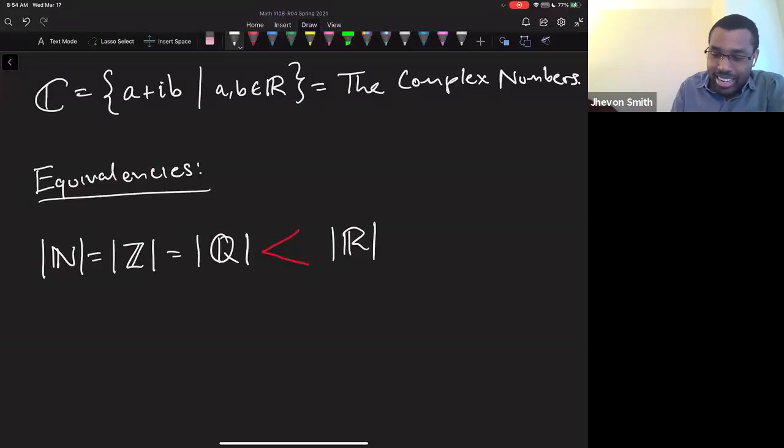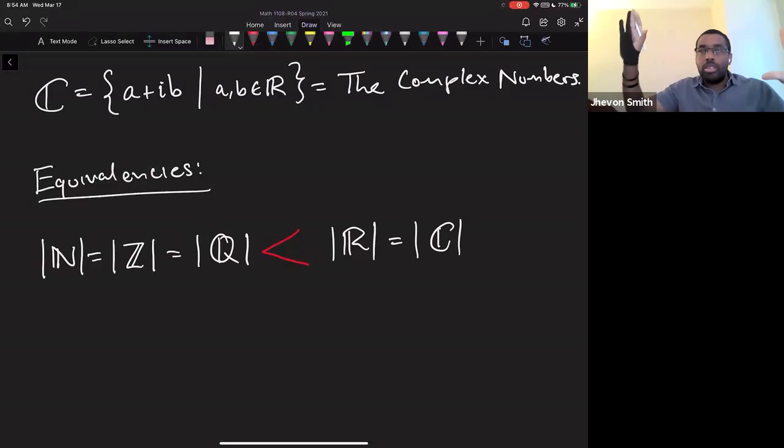That's also equivalent to the number of complex numbers, by the way, which is really weird because you can visualize the complex numbers on a two-dimensional plane. And basically what this is saying is that the number of points on a line and the number of points on the entire two-dimensional plane is actually the same number of points.